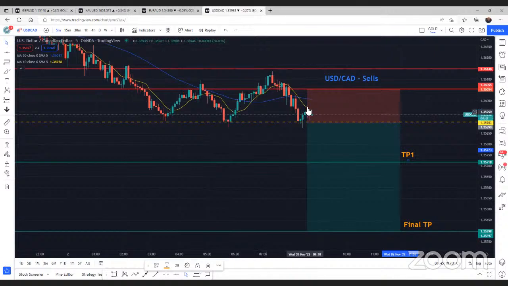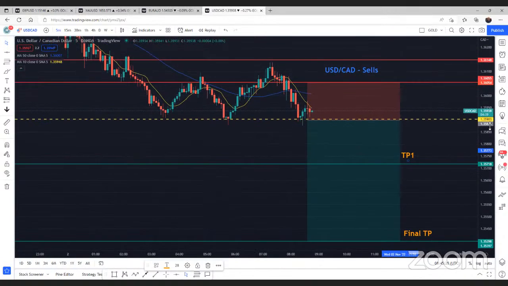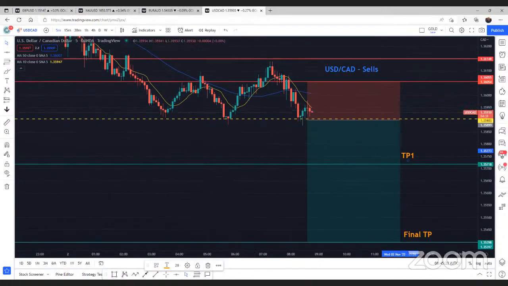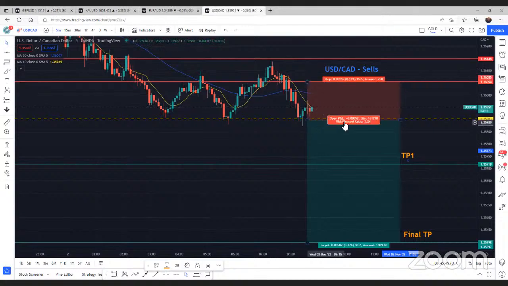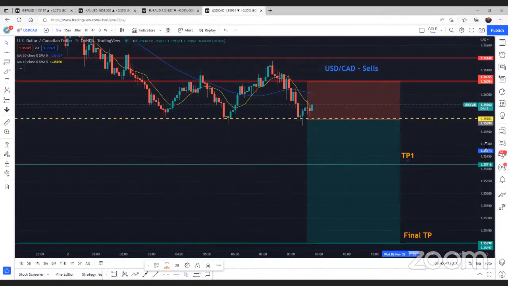It broke the range of the Frankfurt session. The range of the Frankfurt session was around here, from here to there, and it broke it to the upside. So we want to be careful now, just in case it was a fake out.